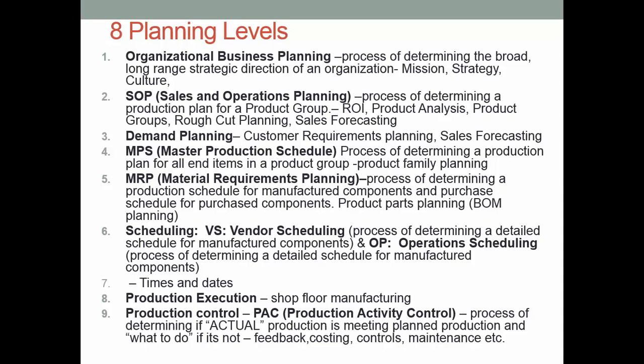And then, of course, you have your production execution. This is your shop floor manufacturing. And finally, the production control. And you can see here that the 7 has jumped down because the 7 is actually sitting up here, so this is really 7 and 8. So production execution, and the last one is production control, PAC, which stands for production activity control. It's the process of determining if actual production is meeting the planned production, and if not, what do we do about it? And what are all the feedback, the costing, and the controls and maintenance that need to be addressed as part of that planning process.